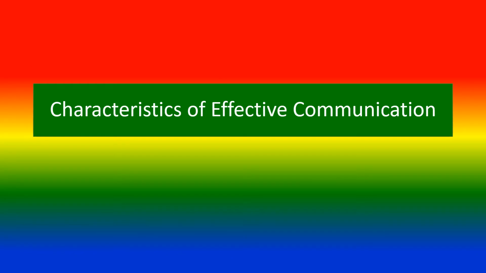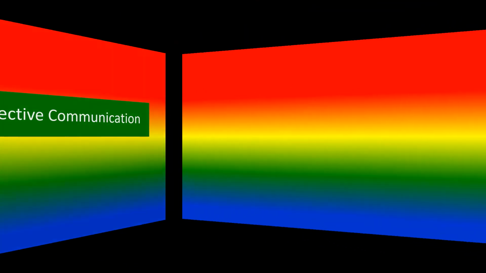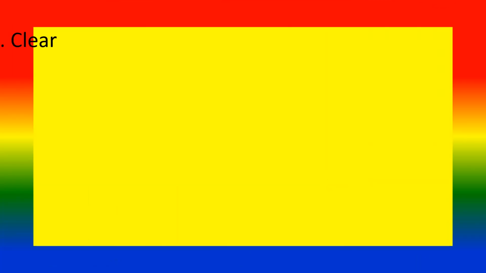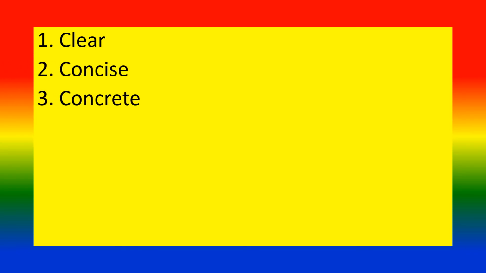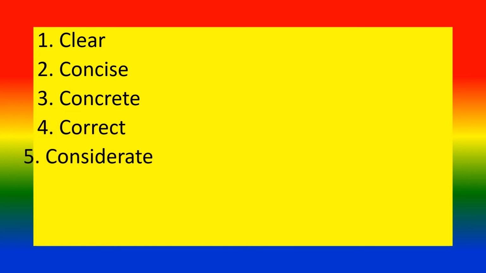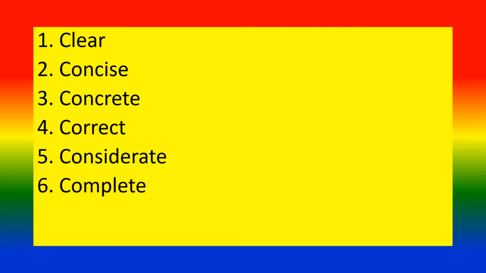Characteristics of effective communication. One, clear. Two, concise. Three, concrete. Four, correct. Five, considerate. Six, complete. Seven, courteous. Detail going on.